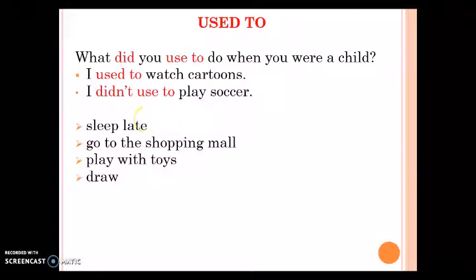Okay, next example. What did you used to do when you were a child? Okay, for me, maybe, I didn't used to go to the shopping mall alone. Here we can add alone. Para mí aplicaría no solía ir al centro comercial cuando era niña. Y sobre todo sola. Por eso agregué un complemento que fue alone.